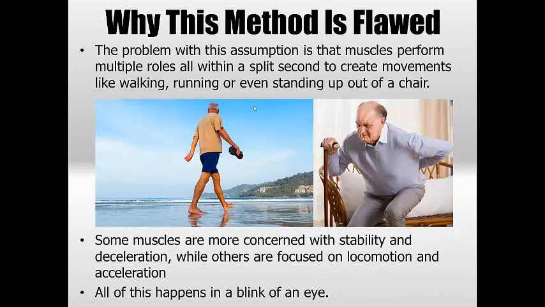Muscles perform multiple roles within a split second when we move. It's not just one thing. You might see a weakness in that one thing, but it might be a reaction to multiple things happening at the same time. Even the simple fact of walking, there are so many things decelerating and accelerating, or getting up out of a chair. Some are in contraction, so quads and hamstrings are in contraction at the same time, which goes against the logic of what most people think. Some muscles are concerned with slowing you down, while some are more focused on moving you forward. All of this happens within the blink of an eye.